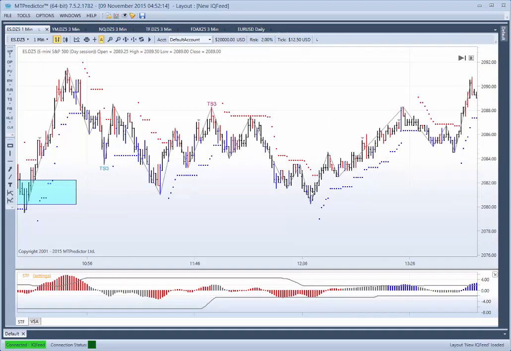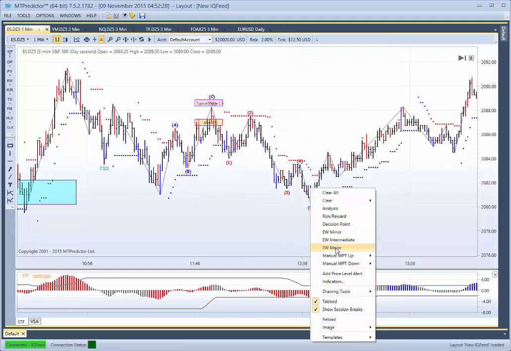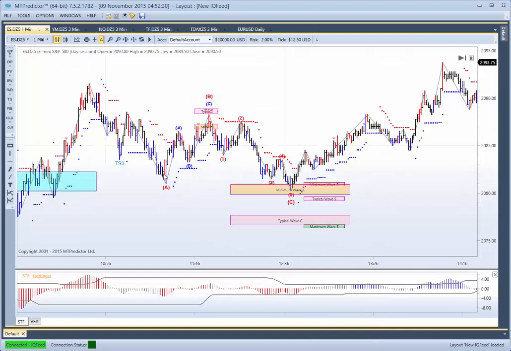Because if I right mouse click and do Elliott Wave Intermediate, can you see how the wave C subdivided into a 5-wave sequence, and the wave B, which was here, subdivided into a nice ABC. I'll put the major swings on again, just so you can see how this all fits in. So A, B, C, wave B subdivided into a minor ABC. Wave C was 1, 2, 3, 4, 5.